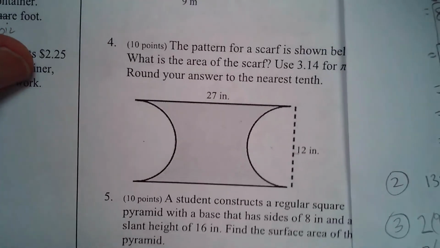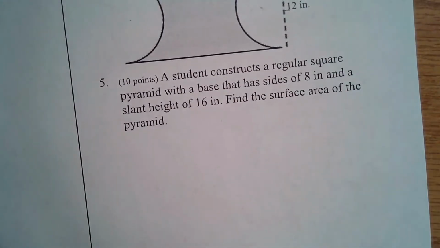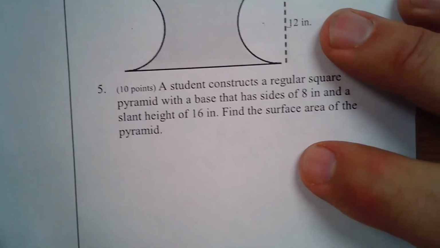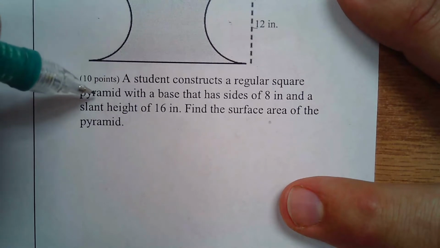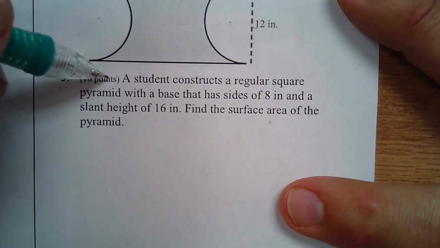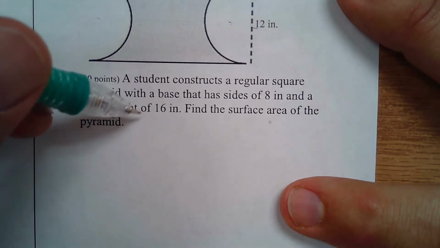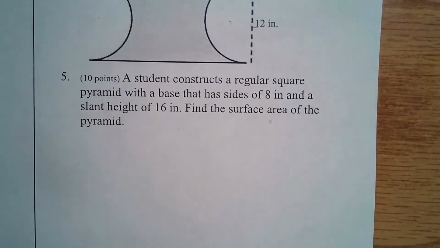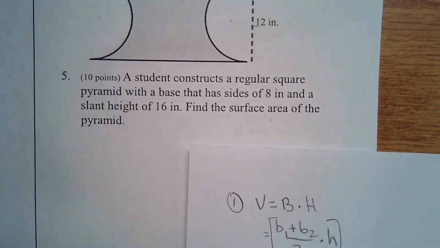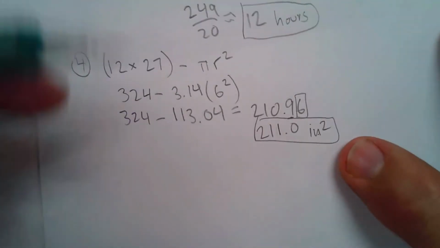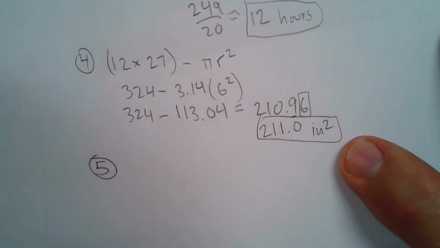Number 5. Number 5 is: a student constructs a regular square pyramid with a base that has sides of 8 inches and a slant height of 16 inches. Find the surface area of the pyramid. Okay, so let's see, surface area of all the sides added together. So we have a square pyramid. So for number 5, we have a square pyramid.